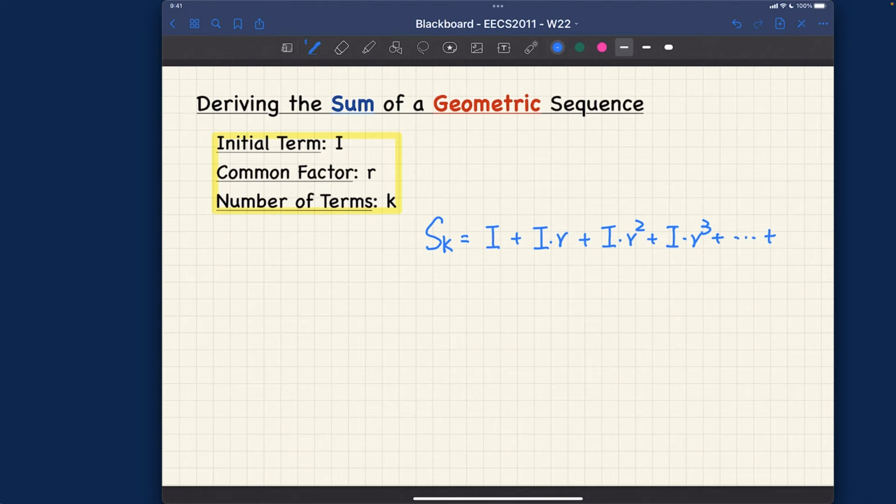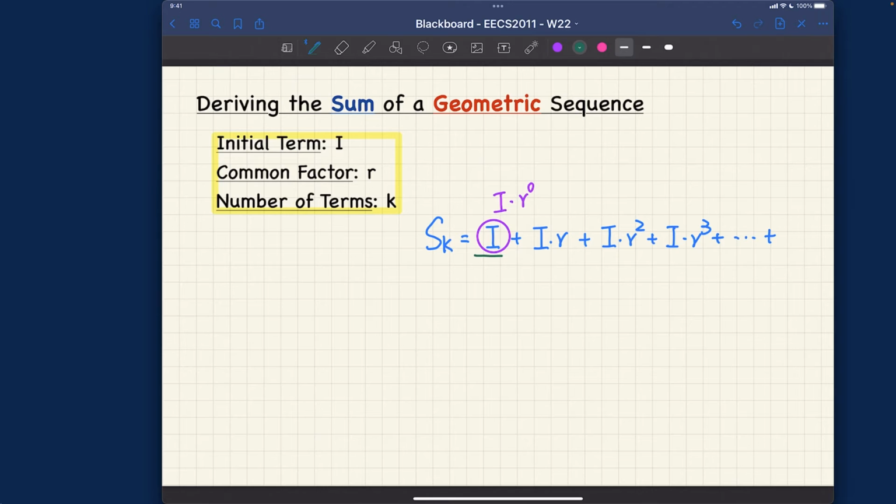And if we say we have K terms, what exactly should be the final term? That's also very important for you to know how to derive. Let me help you a little bit here. You can see I can be rewritten as I multiplied by R to the power of 0, which is 1, for the very first term.